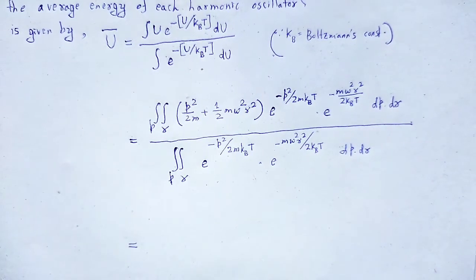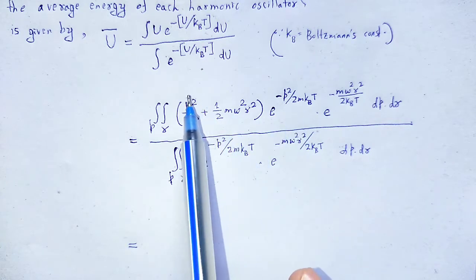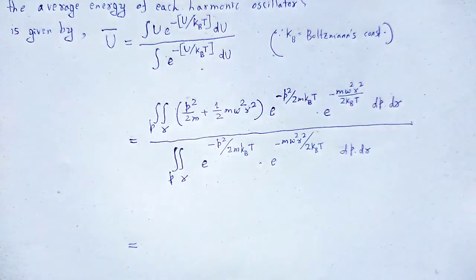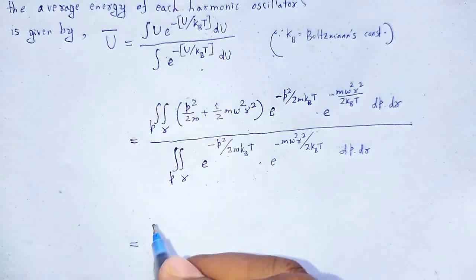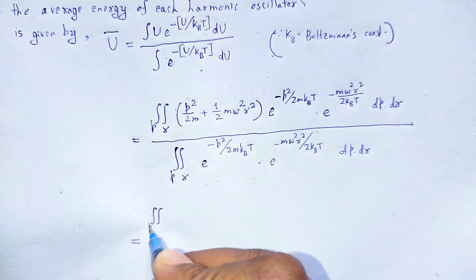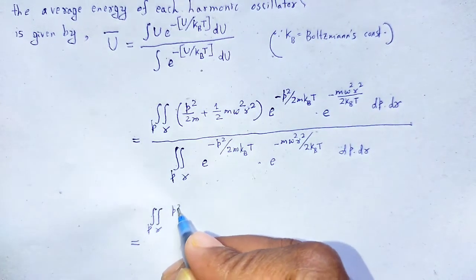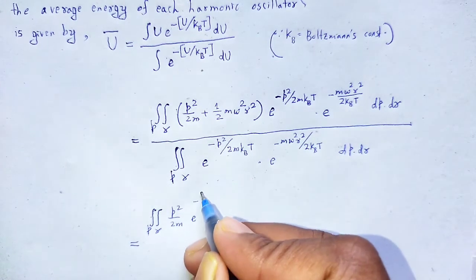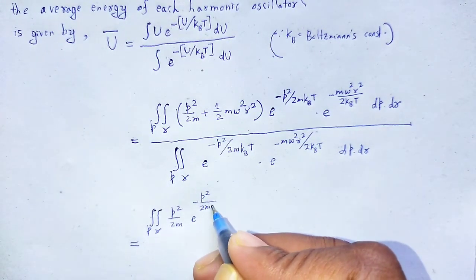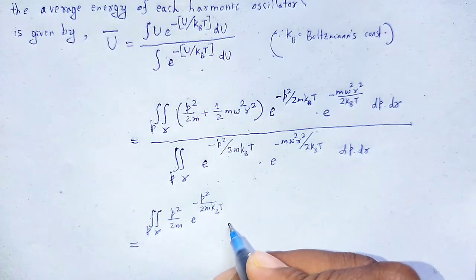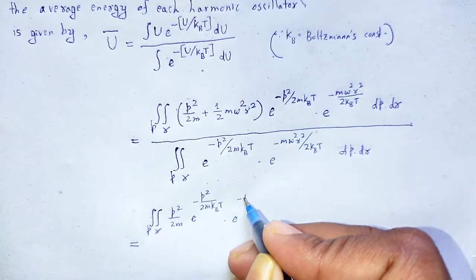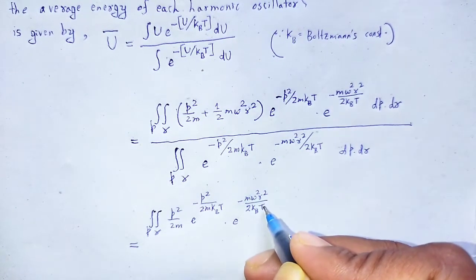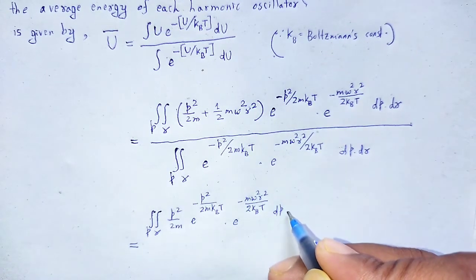This is equal to, separating these terms, that is multiplied to this term, and that one is also multiplied by this term, separating these two individual terms, the integration over p and r of p square by 2m e to the power minus p square divided by 2m kBT into e to the power minus m omega square r square divided by 2 kBT, dp dr.